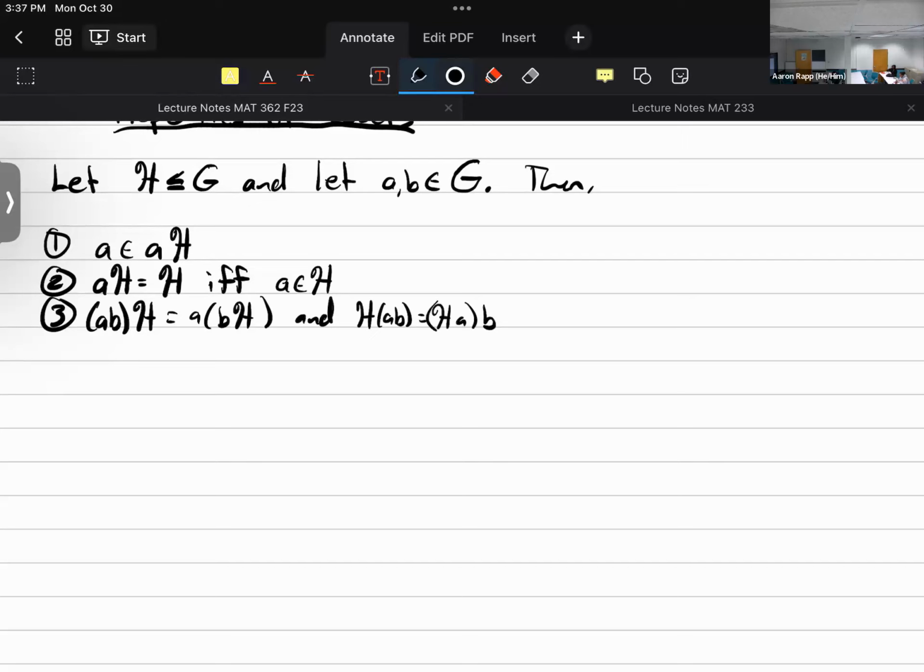The third property is that we get this associativity of multiplication. So I can figure out whatever the element is that results in multiplying A and B and then generate the left coset of H. Or I could first get the left coset with B and then take whatever that set is and get its left coset to the element A. And this works whether or not you're working on right cosets or left cosets.